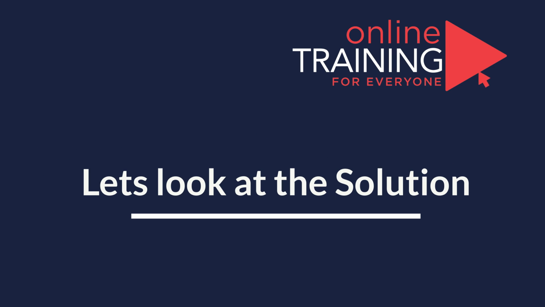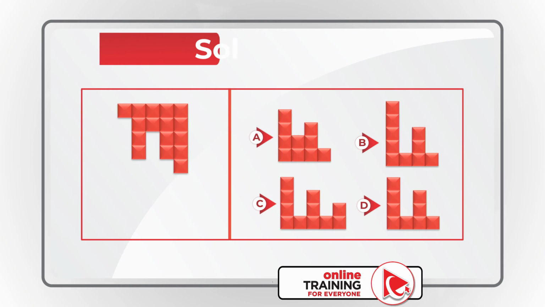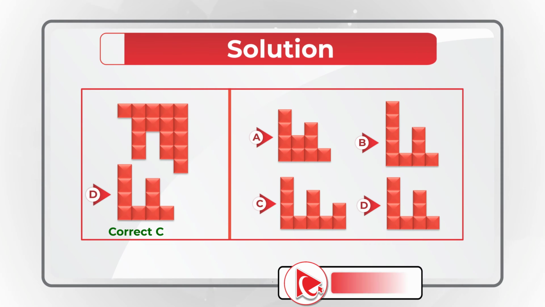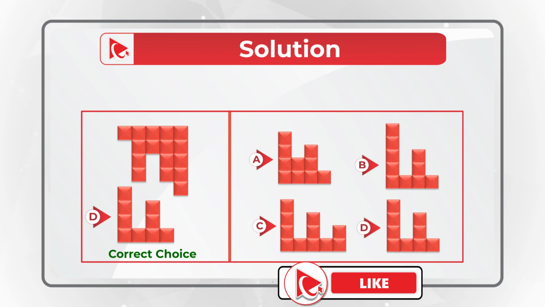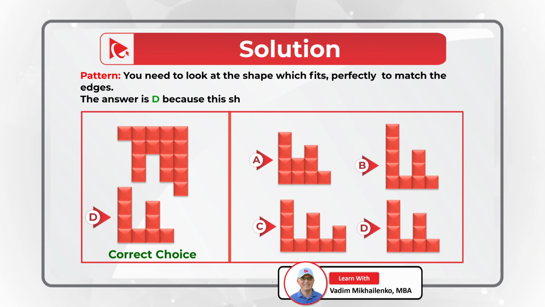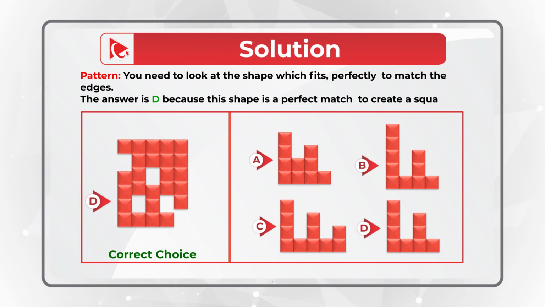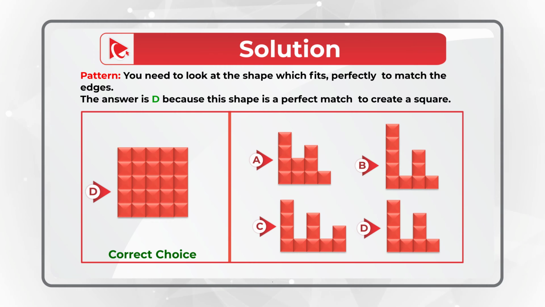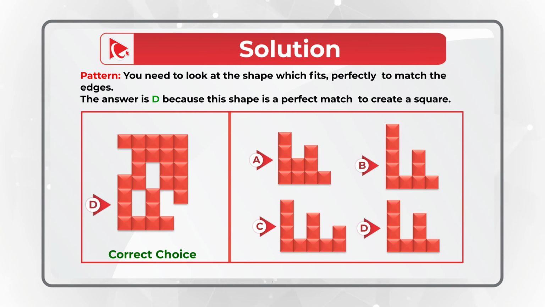Take a close look to see if you can come up with the answer. And on my end, I'm moving forward to share with you the correct solution. As you might have figured out, the correct choice here is choice D. And to get to this answer, you need to look at the shape which fits perfectly to match the edges. Since this is the 5 by 5 square, choice D is the perfect shape, because it matches perfectly to create a full square. Hopefully you've nailed this question on your own and now know how to answer similar problems on the test.